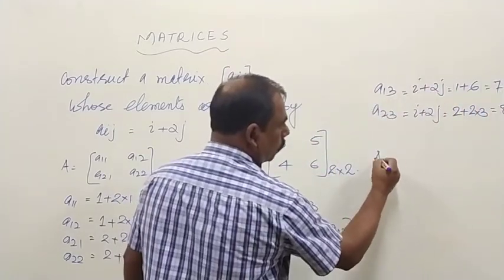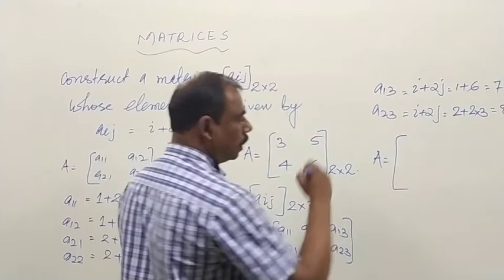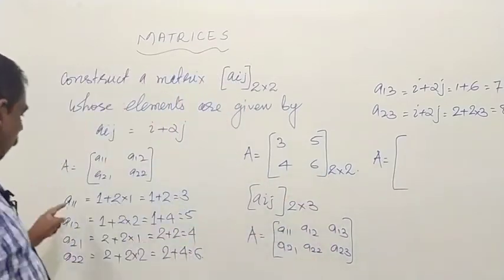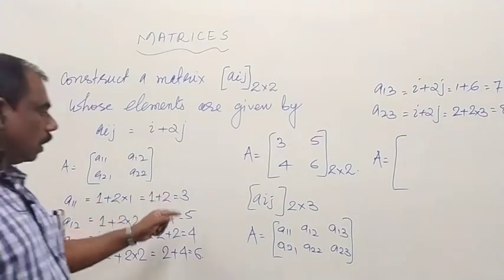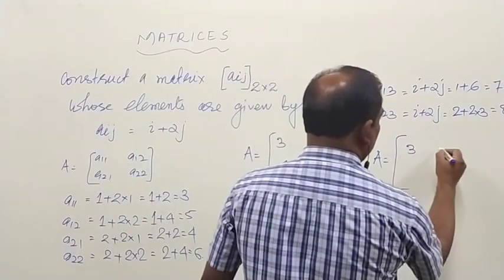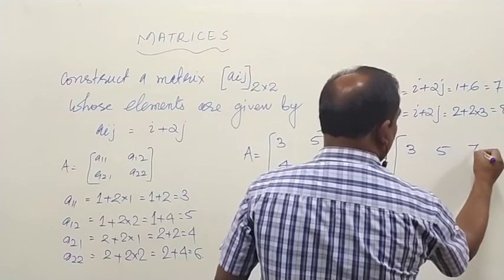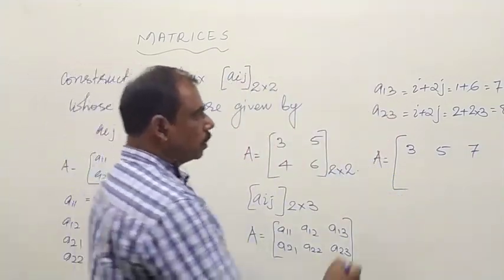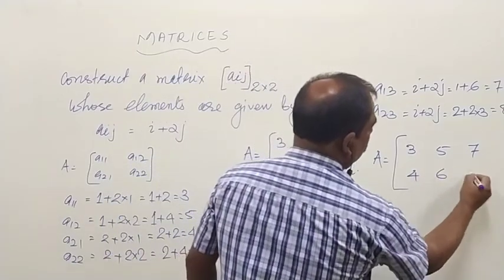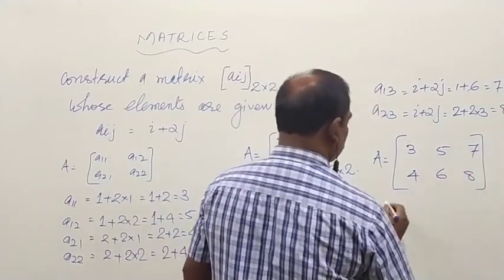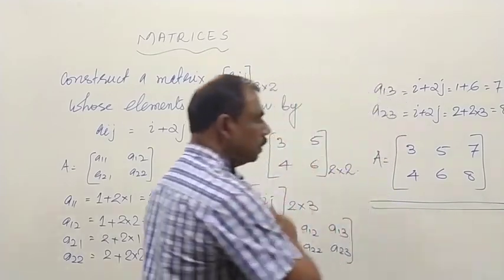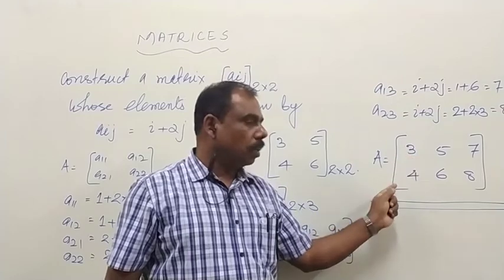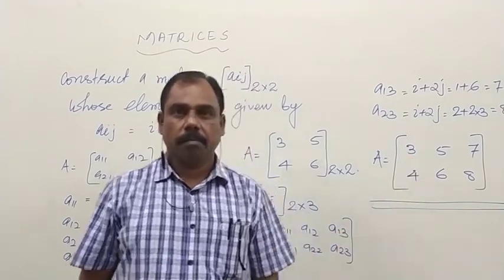So, our requirement now becomes like this: A is equal to A11, A12, A13, that is 3, 5, and the third element, that is 7, and from here we have got 4, 6, and the third element is 8. That means our required matrix is A is equal to matrix 3, 5, 7 and 4, 6, 8.